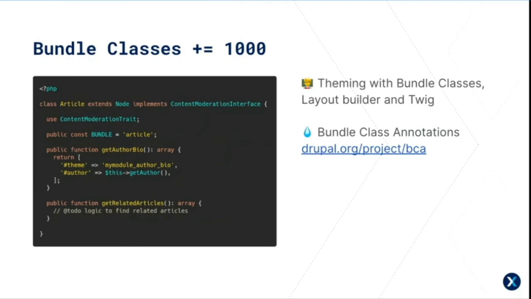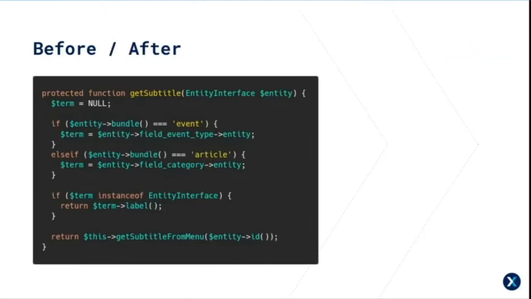There's no hard and fast rules about how you should use bundle classes, but I find that the more I use them, the more excited I get about them. Anywhere that you find your codebase checking for a particular content type or bundle before applying some logic, you can probably move the logic into a bundle class. The same goes if you have common functionality. For example, if you have content moderation workflows, you might have bundle classes that implement a moderation interface and use a trait for methods like getModerationState or setModerationState.